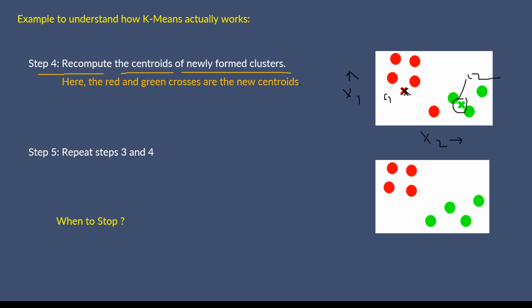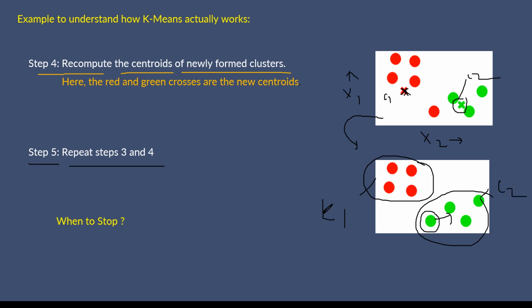So recompute the centroids of newly formed clusters. In step 5, repeat steps 3 and 4. So after doing this, recomputing the centroids of newly formed clusters, this point goes here. So ultimately, final clusters are this. This is cluster 1 and this is cluster 2.